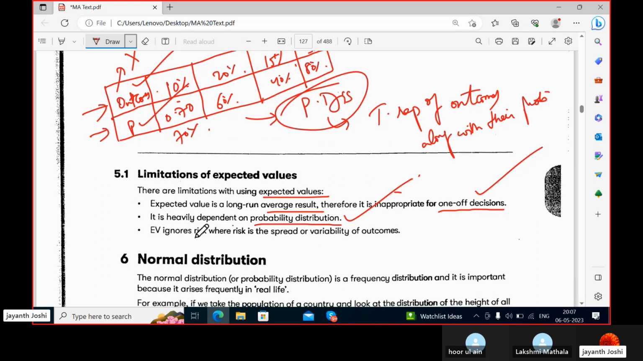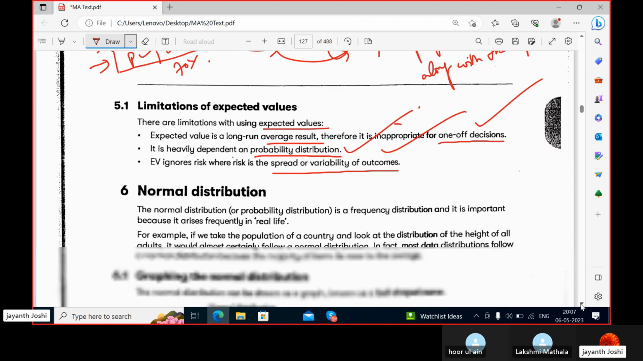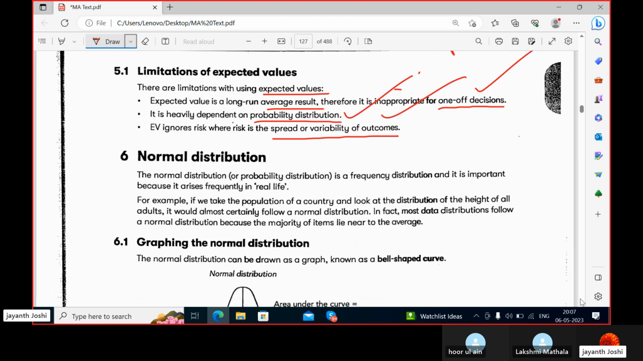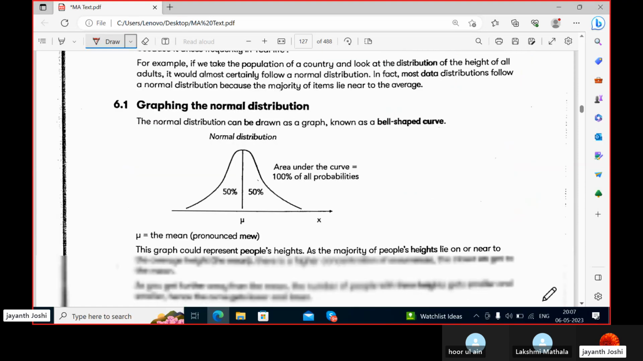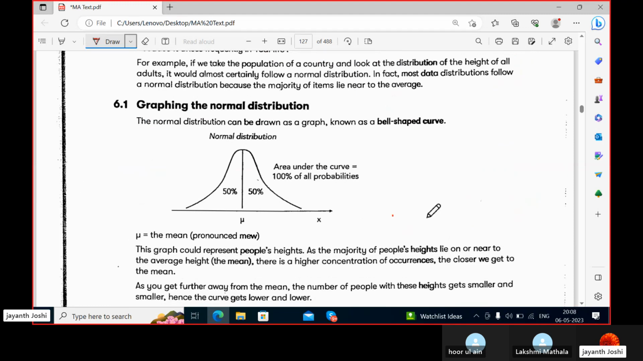And expected value ignores risk, where risk is the spread or variability of outcomes. That means how the outcomes would vary from the average, or from the mean or the central value. That is nothing but the variability. So if I take this diagram, what is this? This is a diagram of a normal distribution.